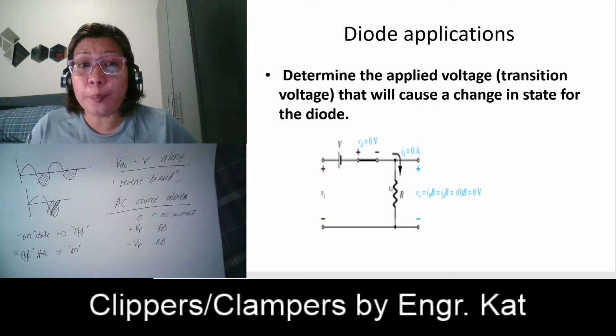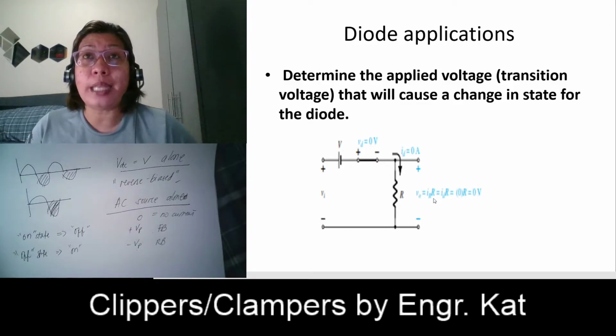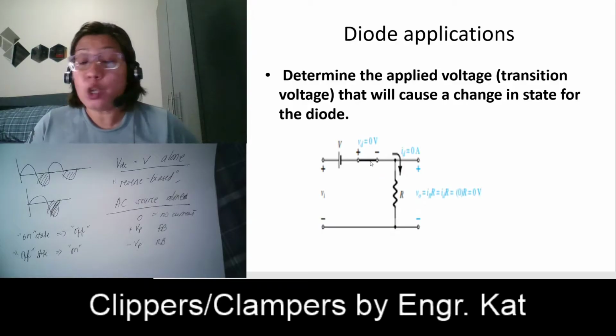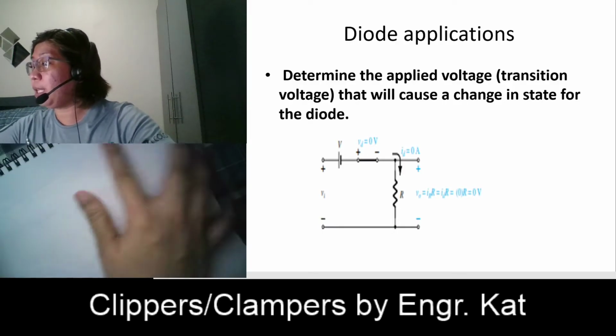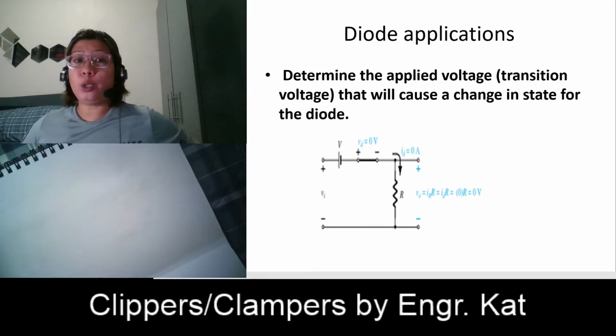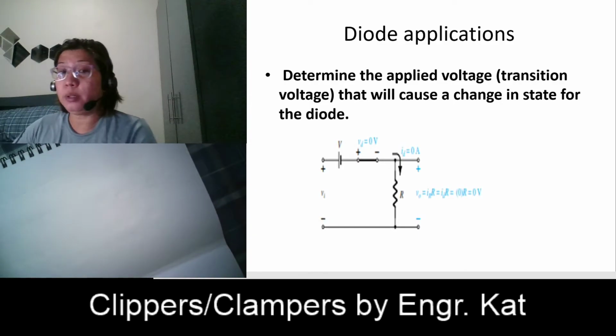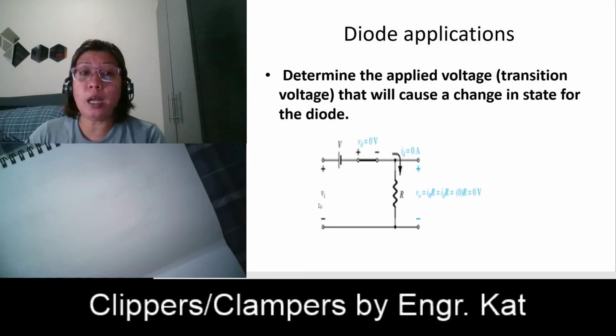No voltage drop here because ID is equal to 0, and voltage is equal to I times R, so if I is equal to 0, then this is 0 volts. So what happens? We compute for the transition voltage. Okay, so how do you compute for the transition voltage? We just have to make a loop here.